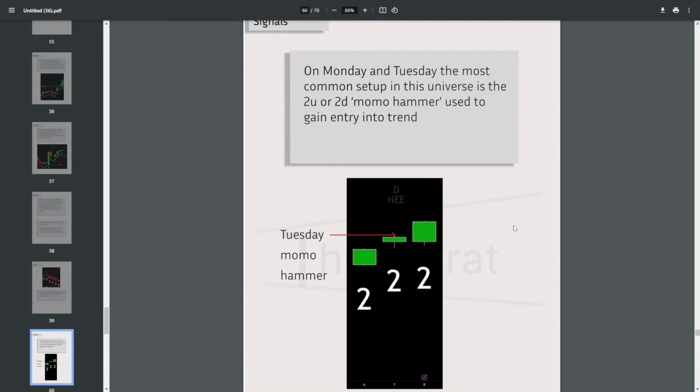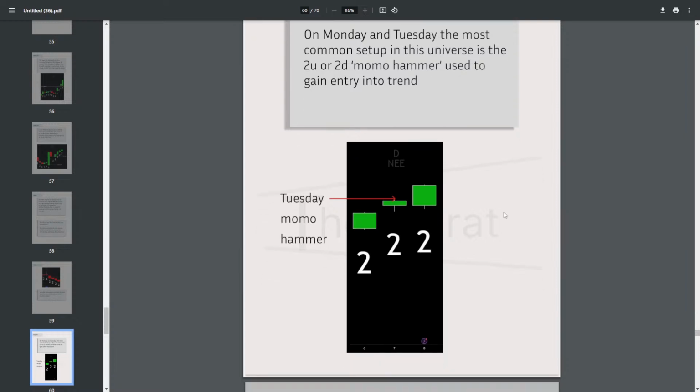So the most common setup in this universe is going to be the momentum hammer used to gain entry into a strong trend. So you'll see these forming Monday and Tuesday. Since we identify this universe after Tuesday's trading, what we're looking at is Tuesday's candle, and we want to see, is that a momentum hammer or is it slightly corrective activity? Red against the day, the week, the month, quarter, year, all that green.